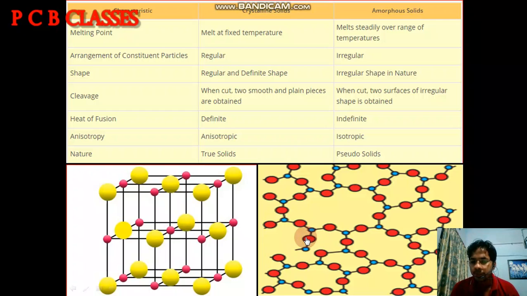So in that case, if we heat or melt this amorphous solid, they do not follow the same trend. Sometimes they can melt at 30 degrees, sometimes they will require more temperature, sometimes they will require 25 degrees Celsius. So they do not have a fixed temperature, they melt over a range of temperature. That means 30 plus minus 5 degrees, plus minus 10 degrees. The amorphous solid has a range of temperature where it will melt, while the crystalline solid will melt at a fixed temperature because of definite arrangement.